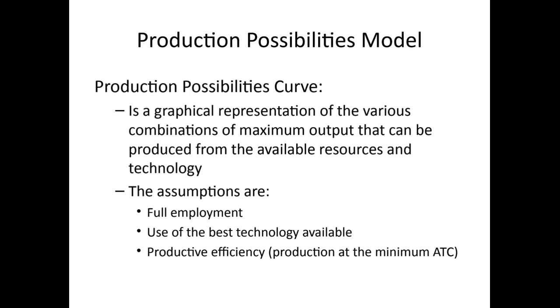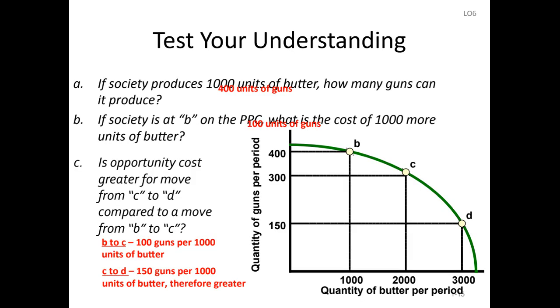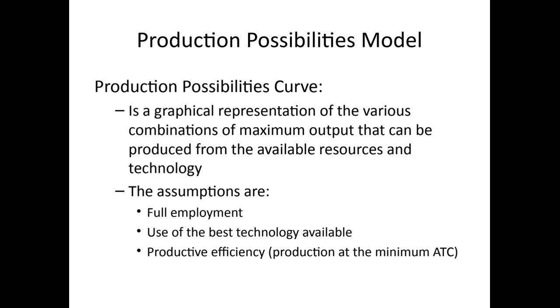Oops, sorry. So a production possibilities curve is basically a diagram, a graphical representation of the various combinations of maximum output that can be produced from the available resources and technology. And by resources, I mean all four factors of production.